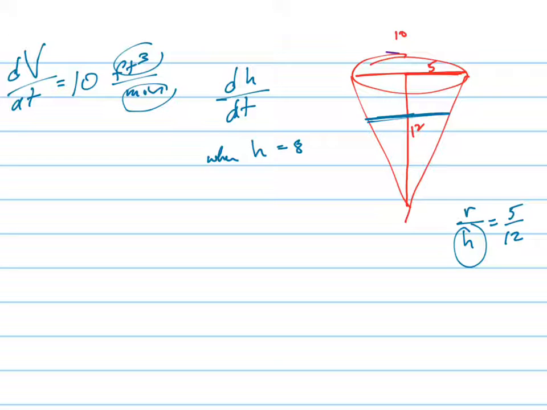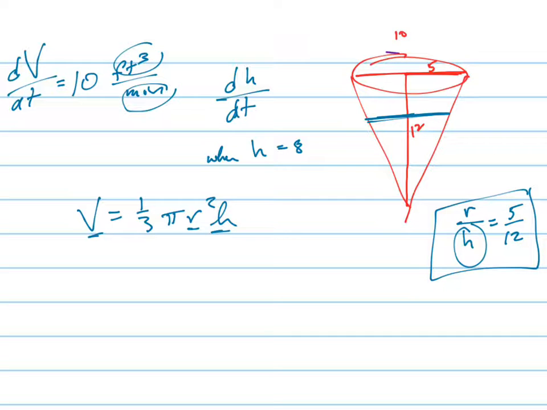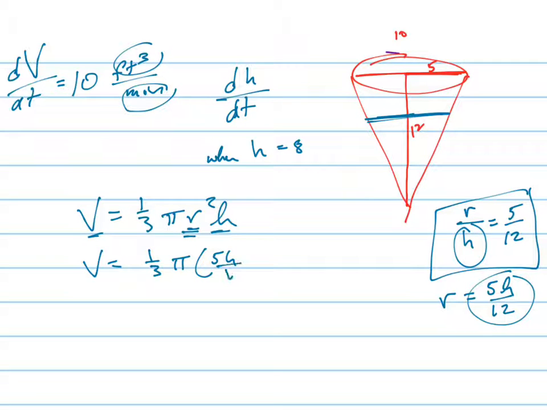So your equation is the volume equals 1/3 pi r squared h. That's my equation of the volume of a tank. But we're going to have to use the relationship between r and h because we have 3 variables. We want dh/dt, so we want to rewrite r in terms of h. So r equals 5h over 12, and we plug that in for r. So V equals 1/3 pi times (5h over 12) squared times h.